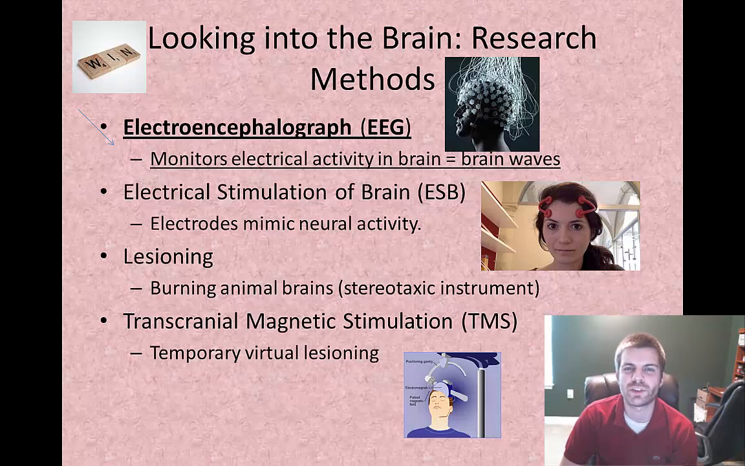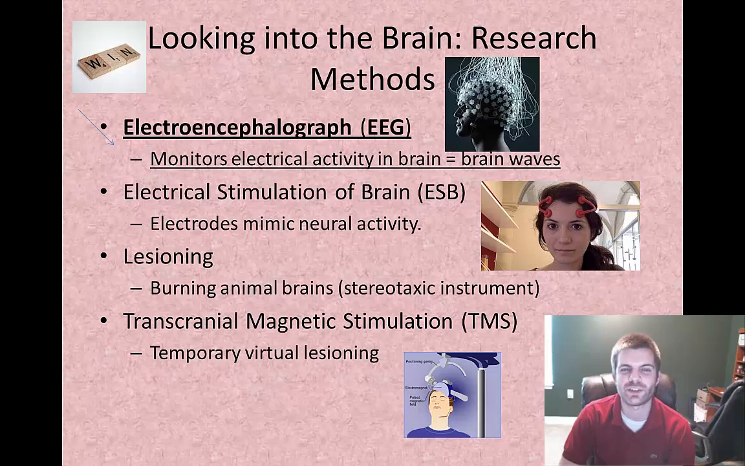Also, part of the nervous system and the brain information here, we have some research methods that are used to try to find new information about the brain. And so there's a lot of different techniques. I'd say the biggest one is probably going to be the EEG, or the electroencephalograph.